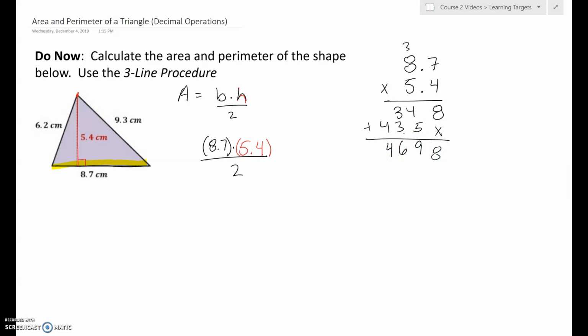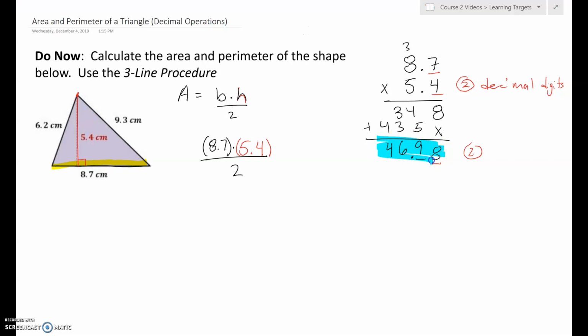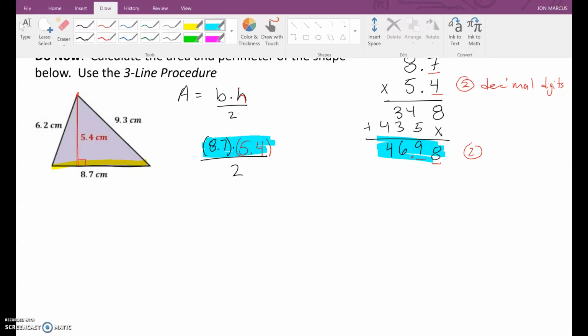Now we need to make sure our decimal is in the right place. If I look, there is 1 decimal digit, and 2 decimal digits. These are both tenths, so that's 2 decimal digits. So in our answer, we need 2 as well. So that's not our answer yet, right? That is just the base times the height. Now we need to take that number and divide it by 2.